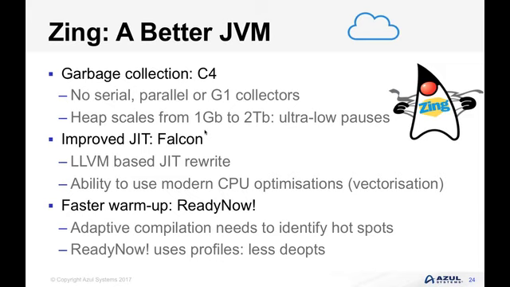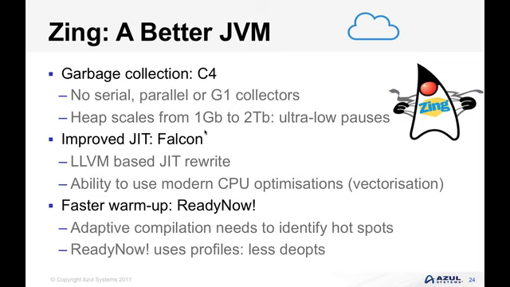So we replace the garbage collector with a thing called C4, the continuous compacting concurrent collector. What this allows us to do is have ultra low pauses, very, very low pauses of the order of a few milliseconds rather than a few seconds, regardless of how big your heap is. And the heap will scale currently all the way from 1 gigabyte up to 2 terabytes. Now, it doesn't mean you need 2 terabytes, but if you want to scale all the way up to that, you can. And we're currently working on bigger heaps for the future.